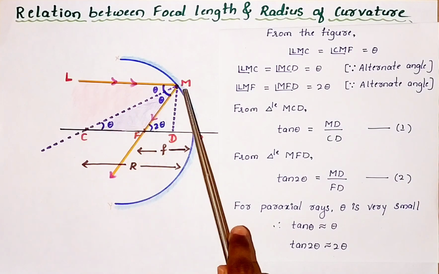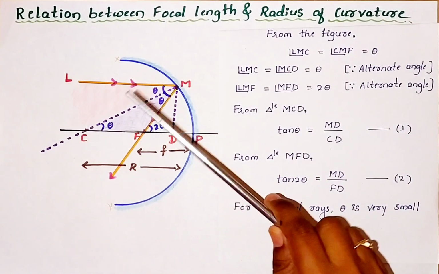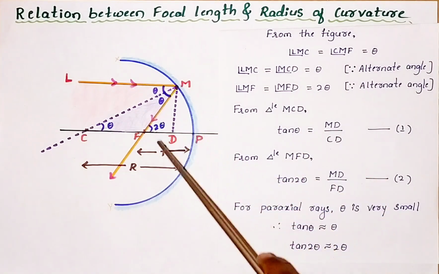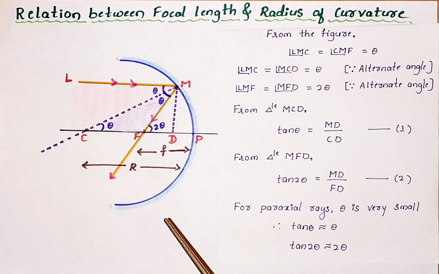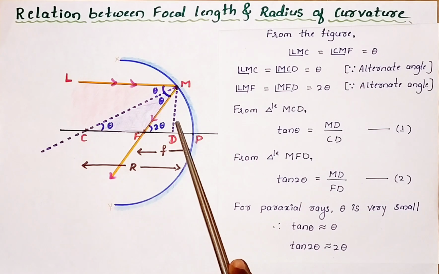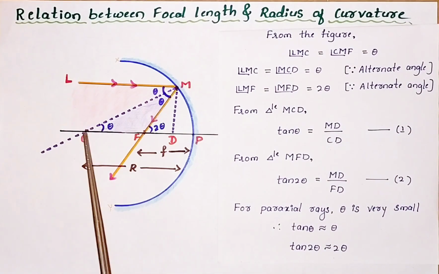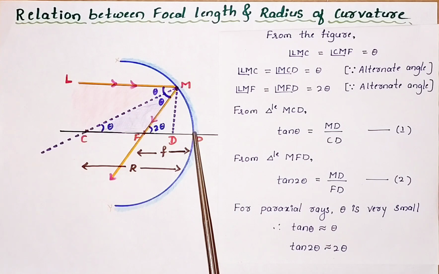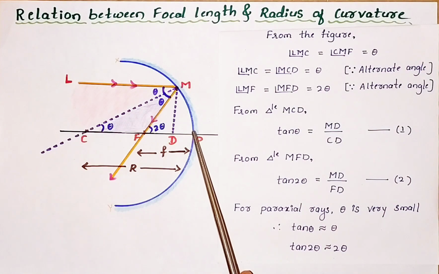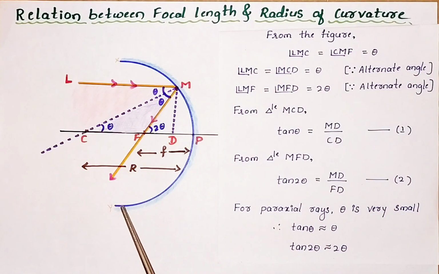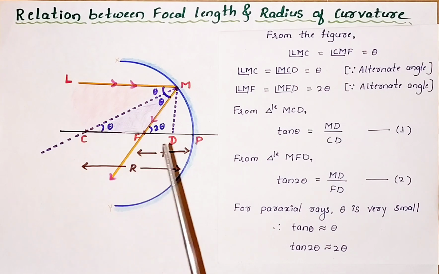So what are paraxial rays? The rays which are parallel and very close to the principal axis. When we consider paraxial rays, the angle is very small. You can imagine if this line LM is very close to the principal axis, automatically the angle of incidence and angle of reflection become very small, so that the alternate angles theta and 2 theta become small. To get the smallest angle, we are going to choose paraxial rays.